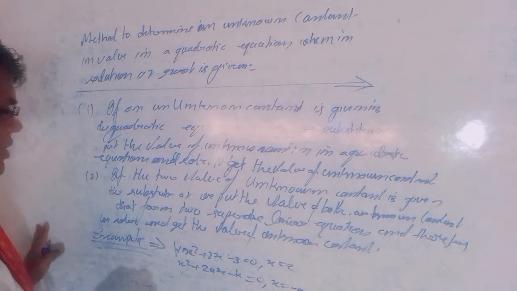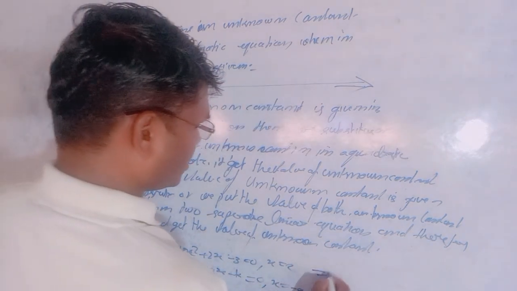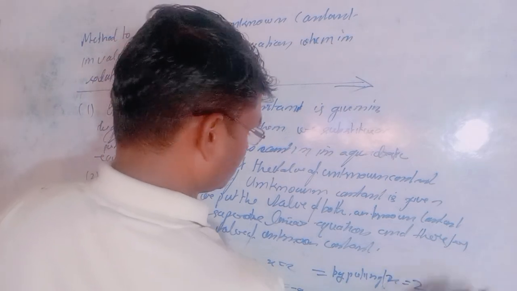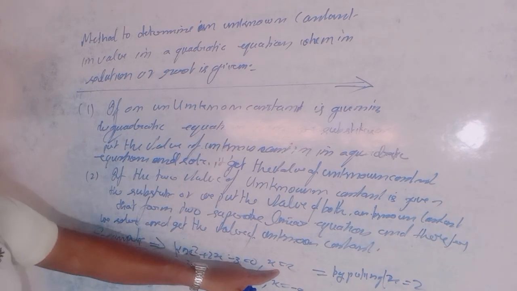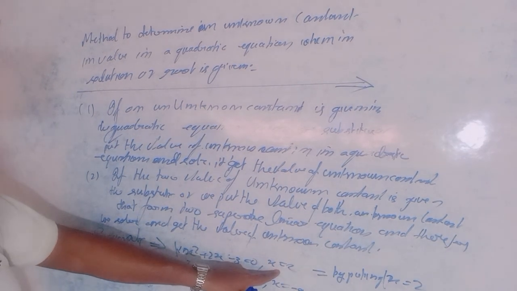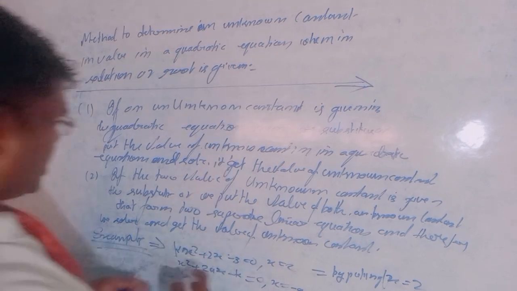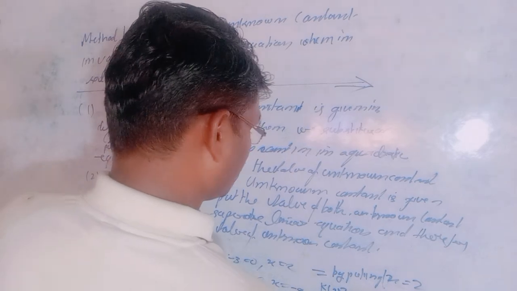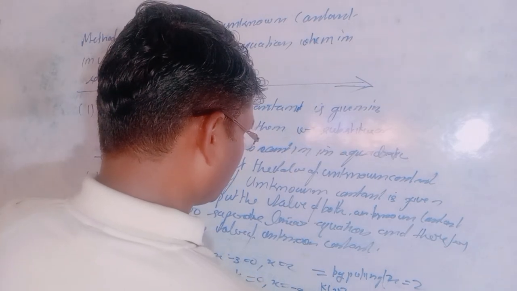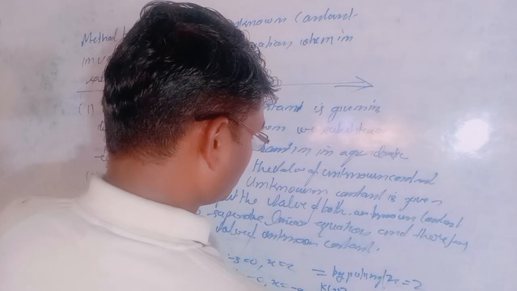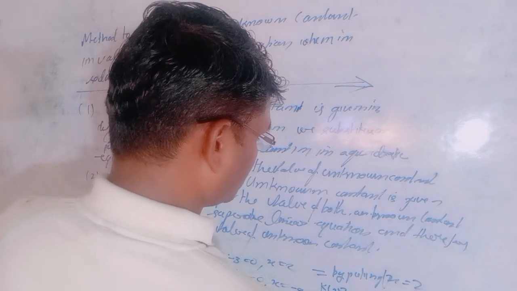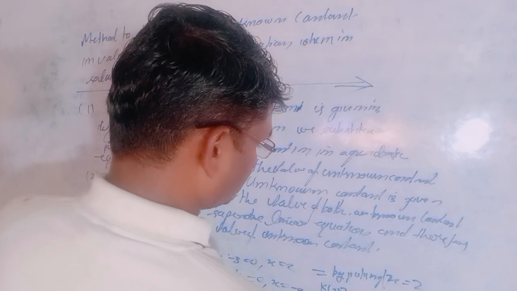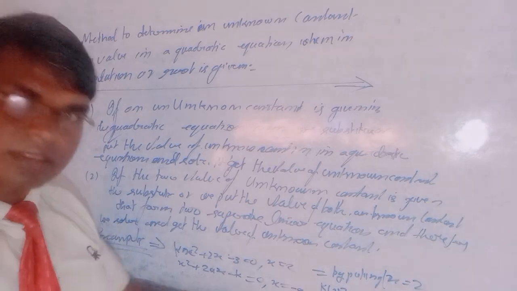We will start the solutions by substituting x is equal to 2. So given x is equal to 2, we will put the value of x in the equation. So it becomes k times 2 square plus 2 into 2 minus 3 is equal to 0. Then 4k plus 4 is equal to 3, so 4k is equal to 7. Then k is equal to 7 by 4. Value of k, we have got it.